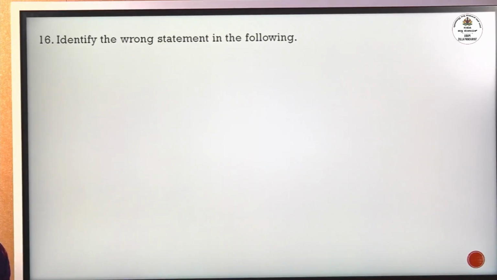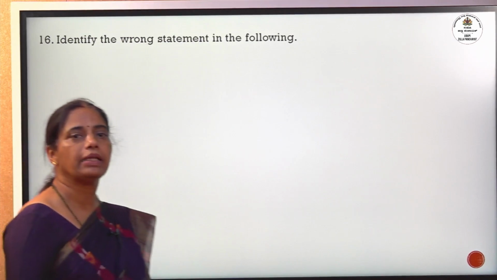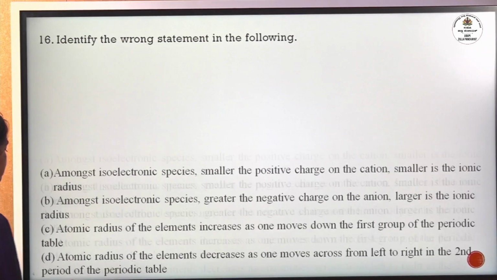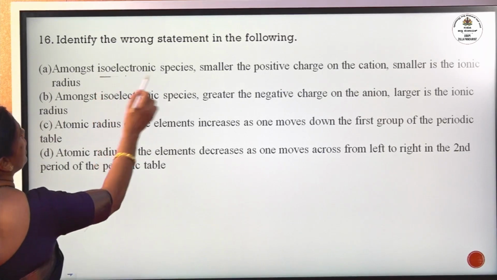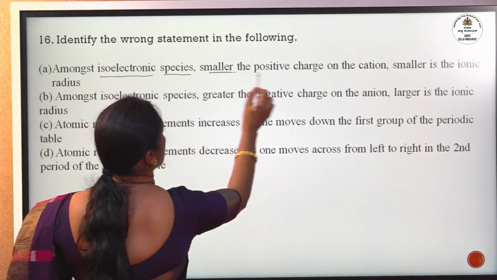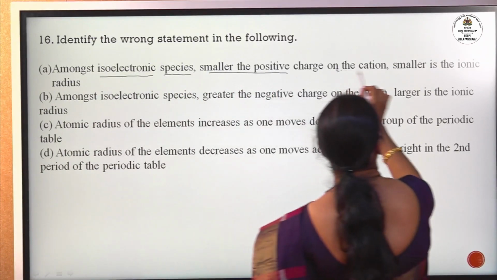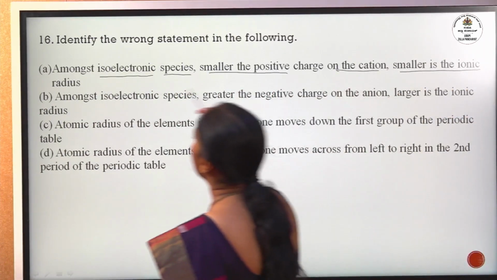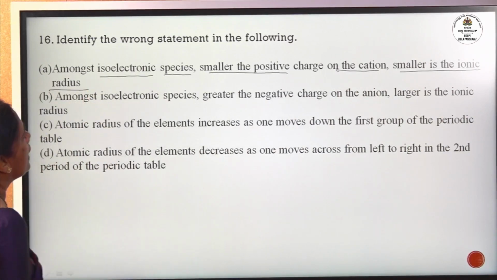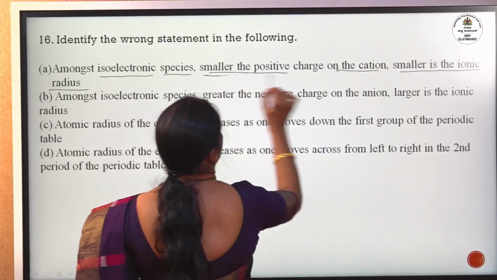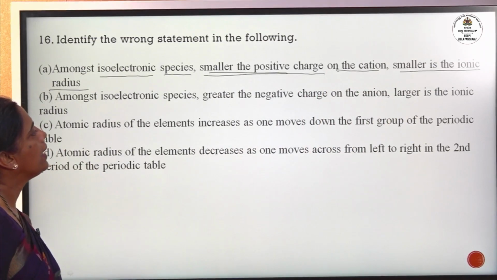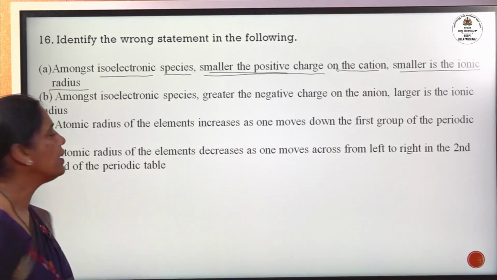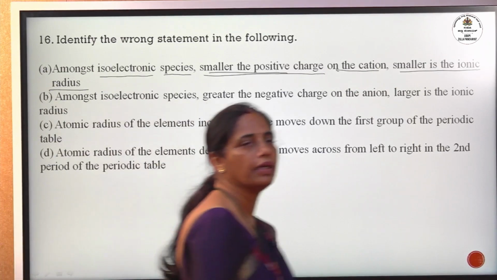Now, identify the wrong statement in the following. We will see the options. First option is, among isoelectronic species, smaller the positive charge on the cation, smaller is the ionic radius. We have seen this one picture regarding isoelectronic species.